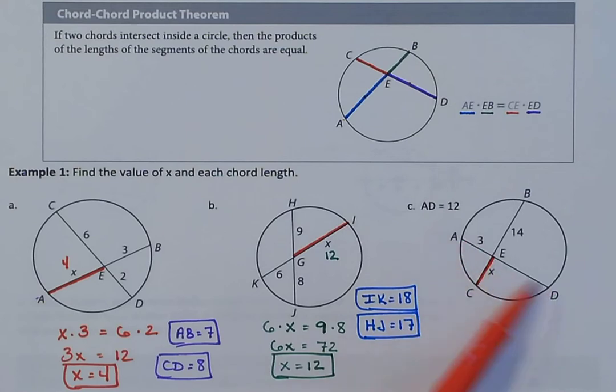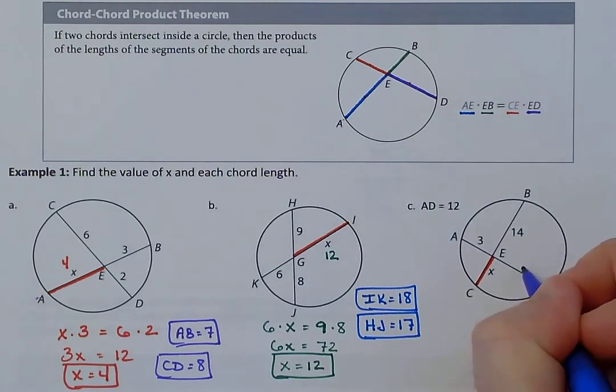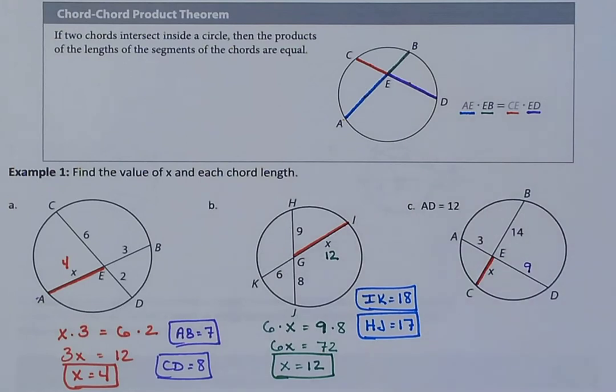So if I know this whole thing is 12 units long, I know that AE is 3. To figure out ED, it's just 12 minus 3, and 12 minus 3 is going to tell me that ED is 9. So now that I know ED, I know 3 of the segments, and I want to find the 4th segment. So then it's just like parts A and B. So we just set it up as x times 14 equals 3 times 9.